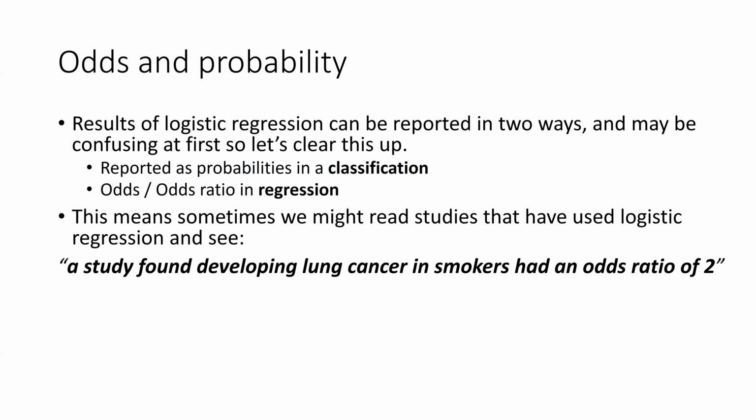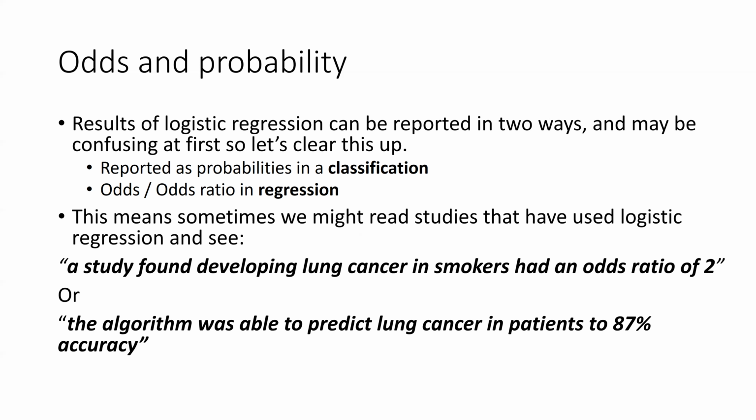I think we're used to seeing these sorts of sentences in newspaper headlines, right? People who eat an apple a day are less likely to develop whatever, okay? So basically we're working with odds. Statisticians in stats land typically use logistic regression to produce a sentence like this.